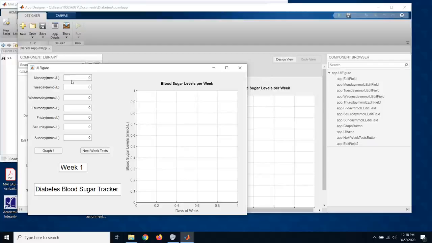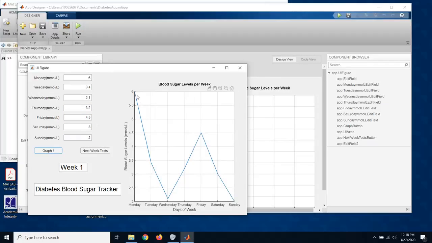So for example, you could put 7 random numbers, so I could put 6.0, 3.4, 2.1, 3.2, 4.5, 3, 2, and these are just random numbers, right? So I click graph, and here it gives you the graph for each day, Monday, Tuesday, Wednesday, Thursday, Friday, Saturday. It can give you a graph representation. The x-axis is days of the week, and the y-axis is the blood sugar levels in millimoles per liter.